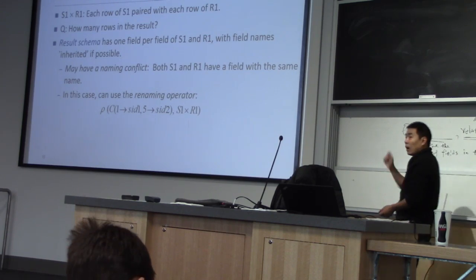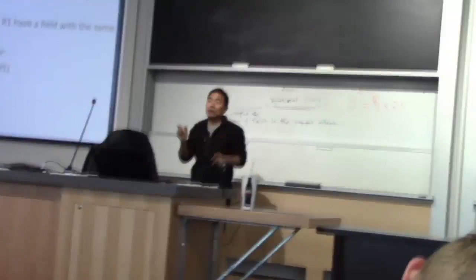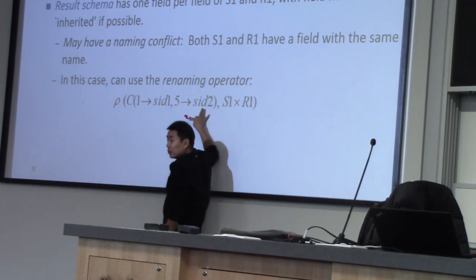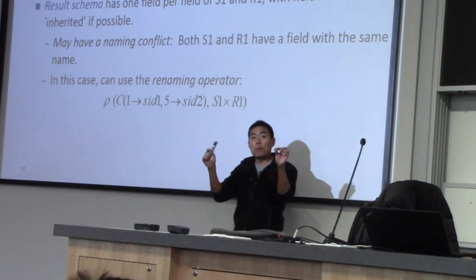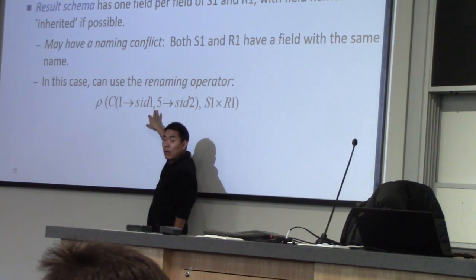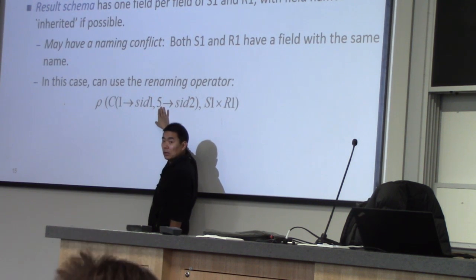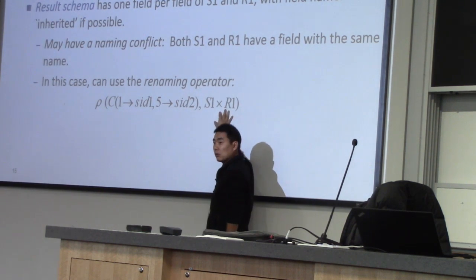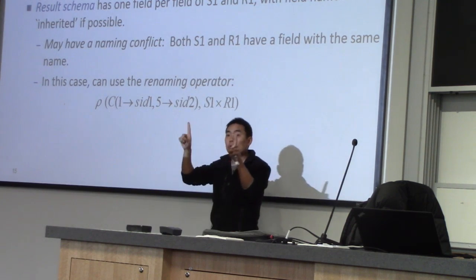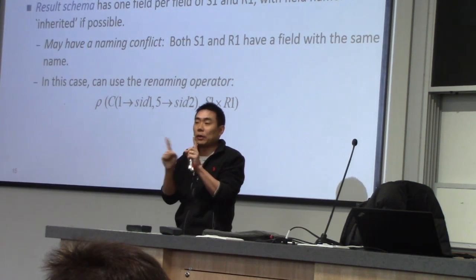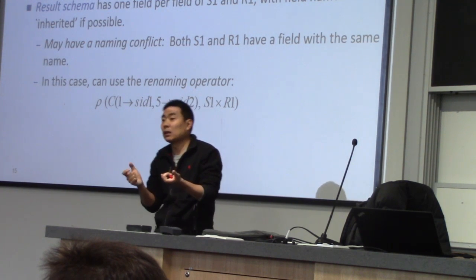Furthermore, not only can you rename the output schema, you can also rename any field in the output schema. For example, when I do this, what does it mean? 1 to SID1 and 5 to SID2. That means from the output schema, the first attribute will be renamed into an attribute called SID1, and the fifth attribute will be renamed to an attribute called SID2. You have to do this for this particular cross product because you have two SID fields in the output. And if you do not rename them, they're going to cause ambiguity in the definition of the output schema.